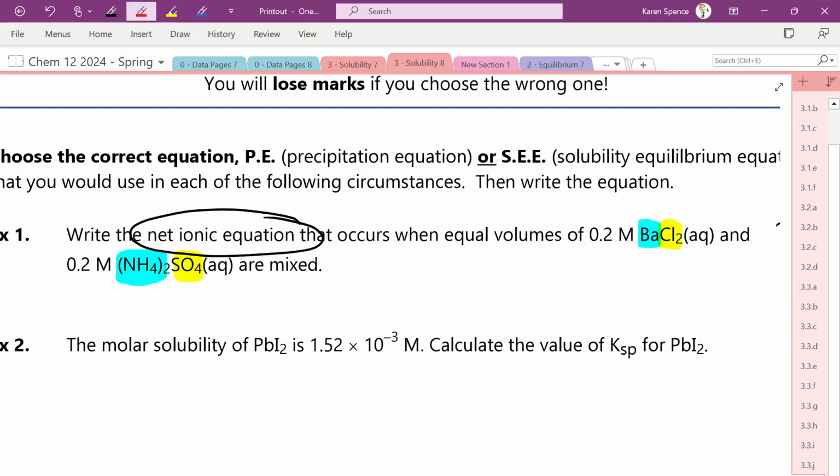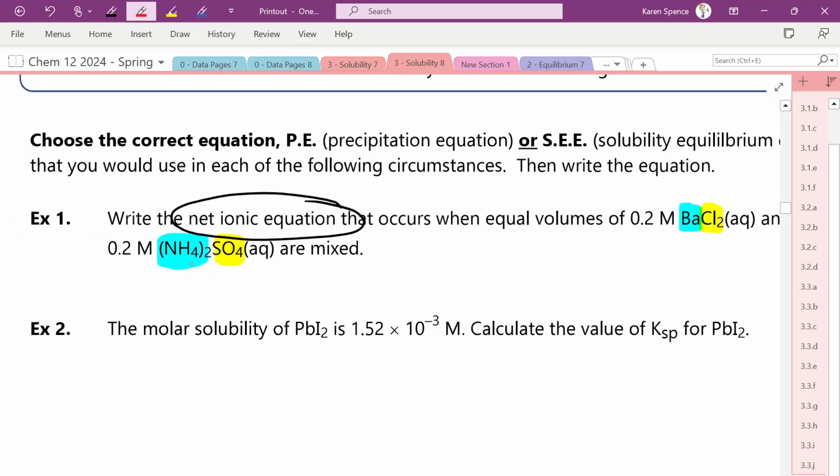What do we know about ammonium? Ammonium is soluble with everything, yes. So will it be in the net ionic equation? No.